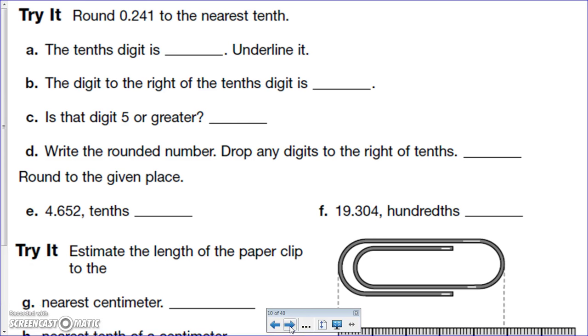Try it. Round 241 thousandths to the nearest tenth. The tenth digit is the 2. Underline it. The digit to the right of the tenth digit is 4. Is that digit 5 or greater? No, because we know 4 is less than 5. And then for D, we're going to write the rounded number and drop any digit to the right of the tenths. So it becomes 0 and 2/10.